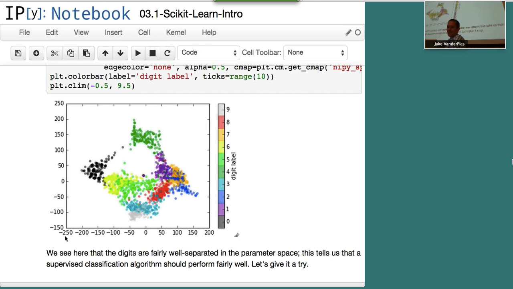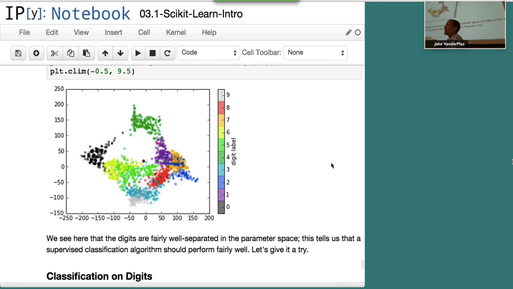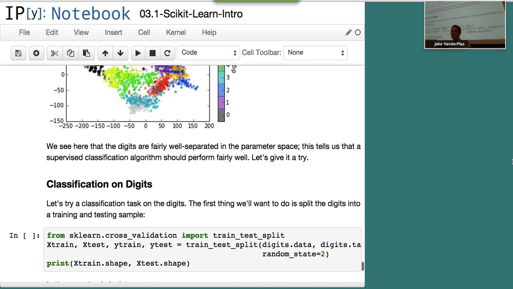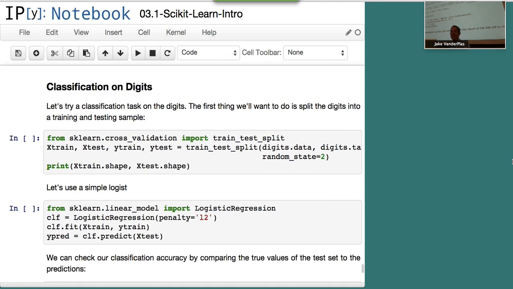The output dimensions here are notoriously difficult to interpret. So it's hard to draw any conclusions aside from the relationship between the blobs. I know people who have tried, or I know papers that have tried, and I'm not quite convinced by them. So let's do some classification.